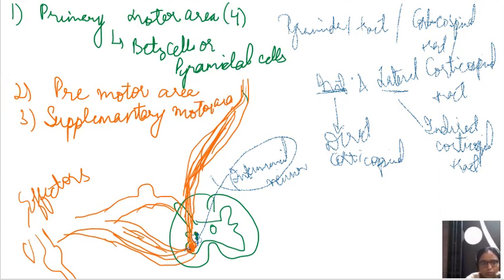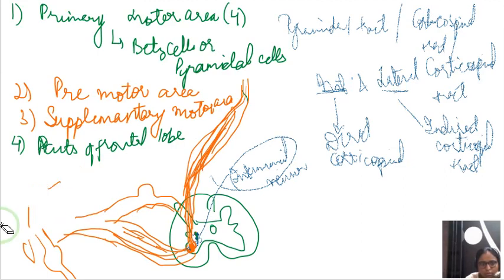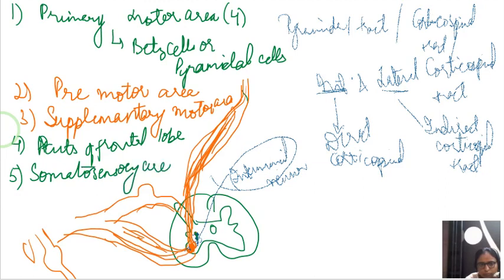And the fourth one is, yes, any guesses? Other parts of the frontal lobe. And one more origin which is left, which is your somatosensory area. Right? So the origin is clear. Your pyramidal tract is complete.